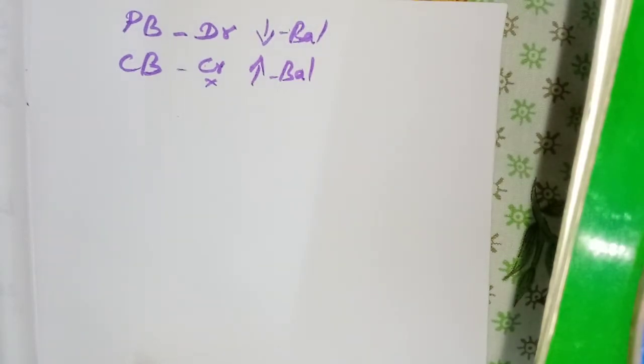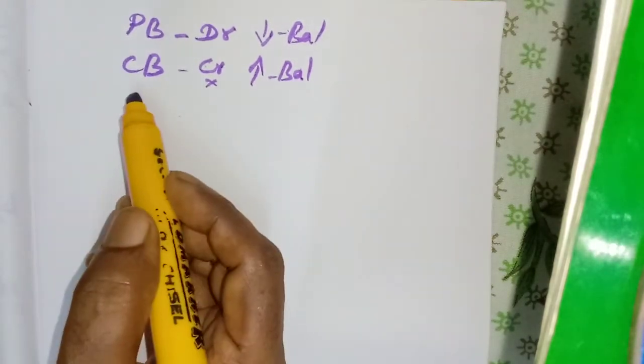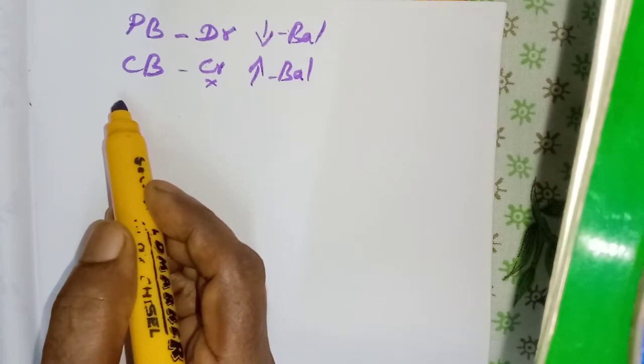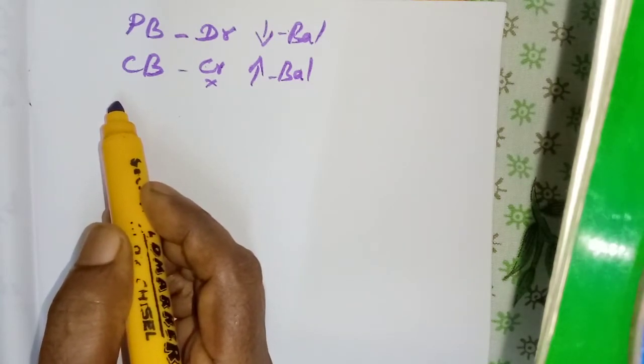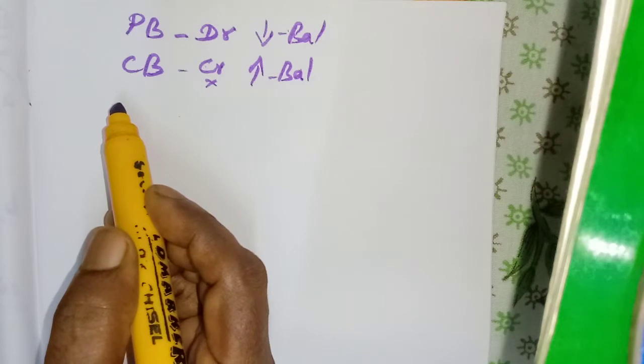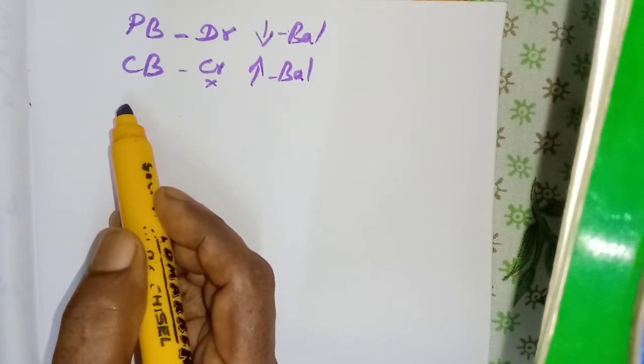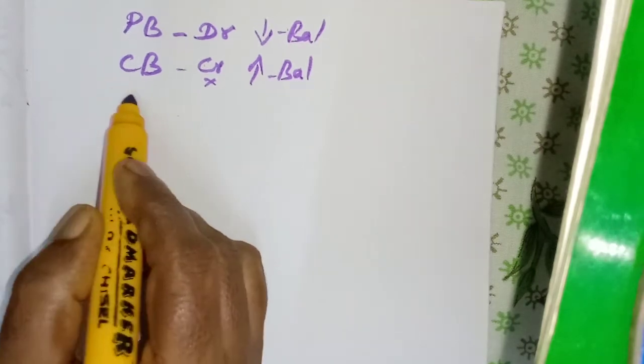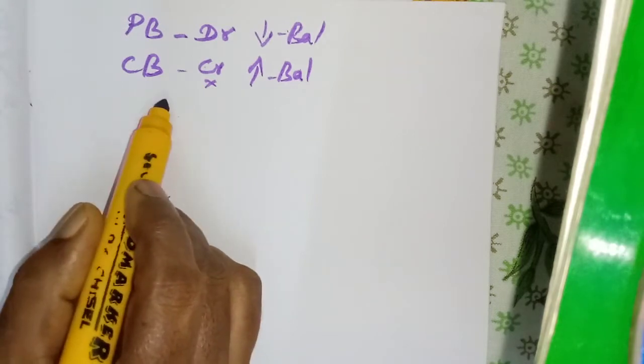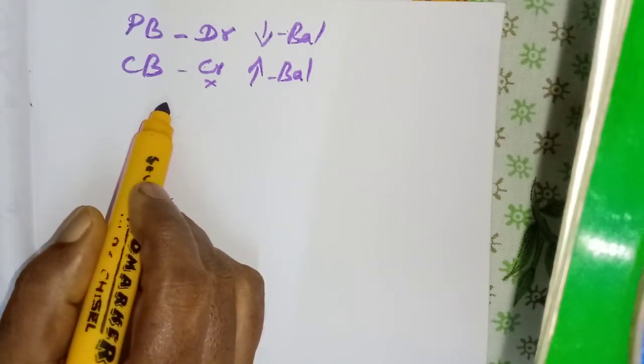Understood? So like this you should understand. Only then you can do it very correctly. Any type of question they have asked, you will be able to answer. That's why I am explaining each and every circumstance under which the differences occur.